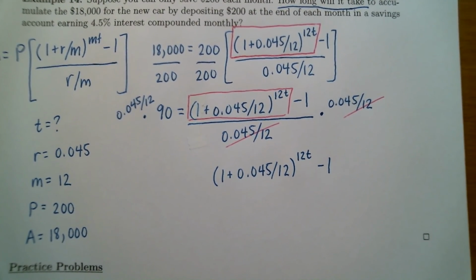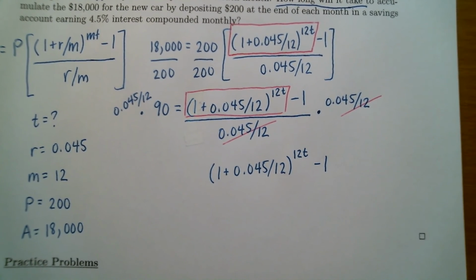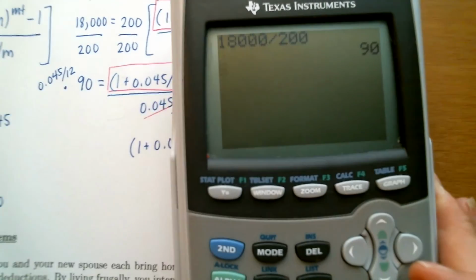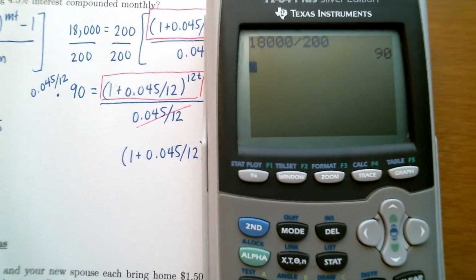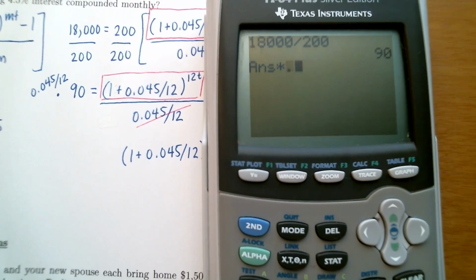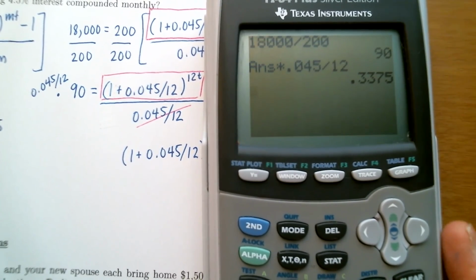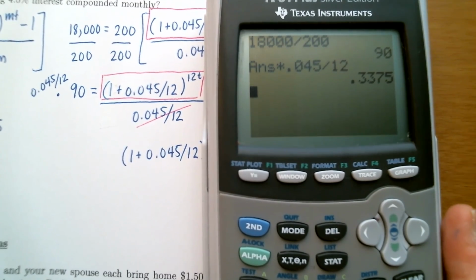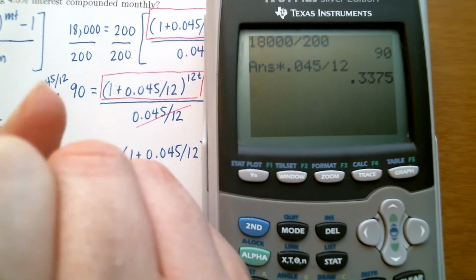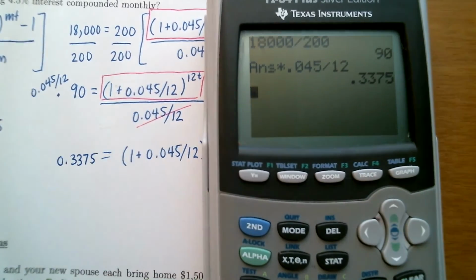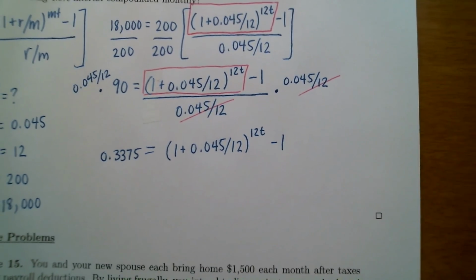On the left side, we can go ahead and figure out what that is. So let's go to the calculator. We've got 90. We're going to take that and multiply it by 0.045 divided by 12. And actually we get something nice, so we can go ahead and write that down. The left side is going to be 0.3375. All right, so that brings us here.